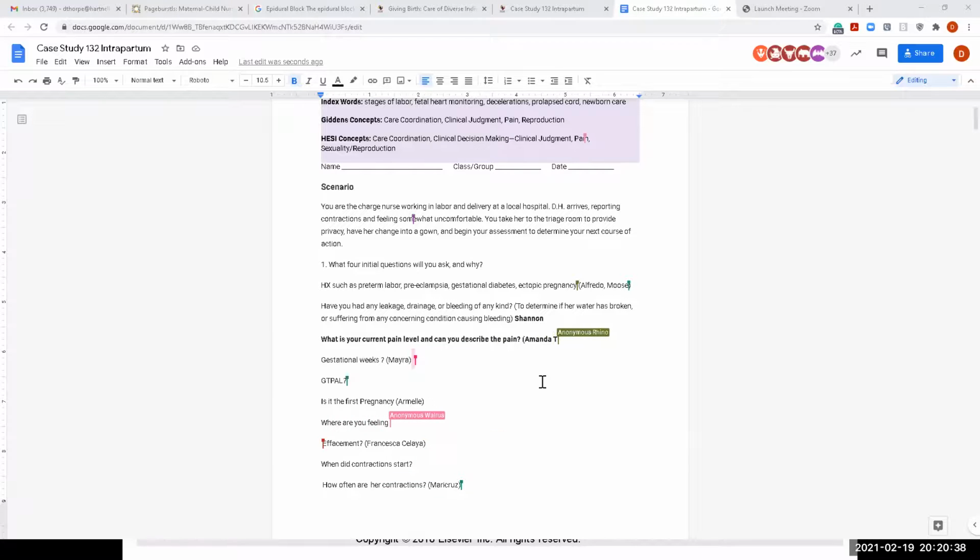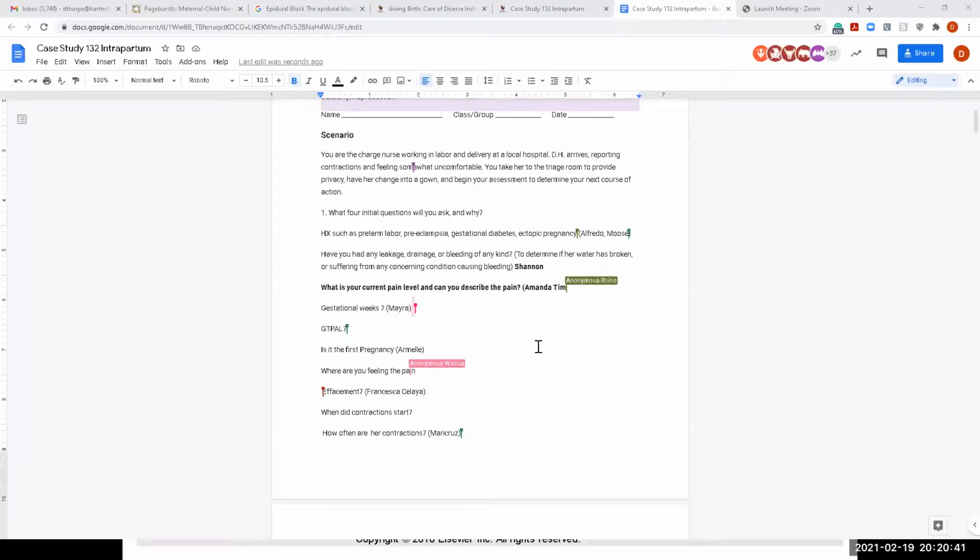Okay, good. What is your current pain level? Okay. Are we into our next? Okay, so that's a good one, Amanda, asking what is your pain level? I misread that at first. I was thinking, asking her, you're going to get into this though, but asking her what her plan is for, does she have a birth plan? What is her plan for pain control during her labor and delivery?